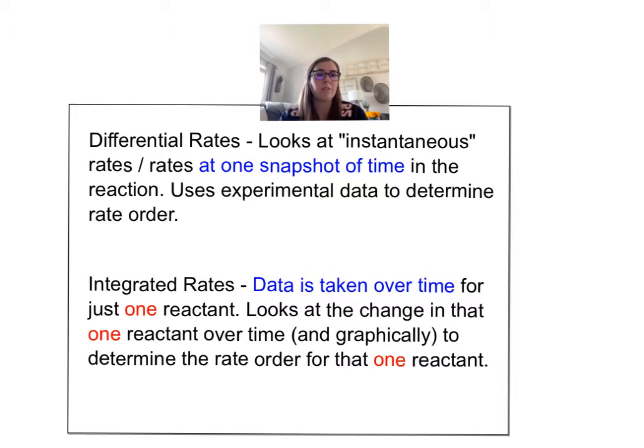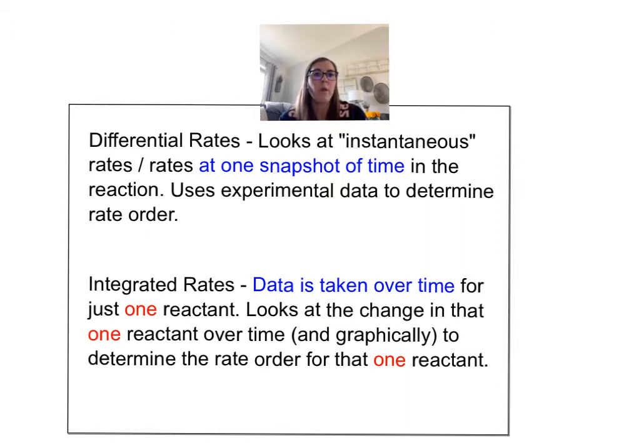Integrated rate laws is where we're taking one reaction, not multiple experiments, one reaction over time. So I'm looking at the concentration of one reactant over a period of time, and then we're going to graph that. We take the concentration over that period of time, and then we can do the natural log over the period of time and 1 over the concentration over a period of time, and that will help us to determine the order for that one reactant based off whatever graph is most linear.